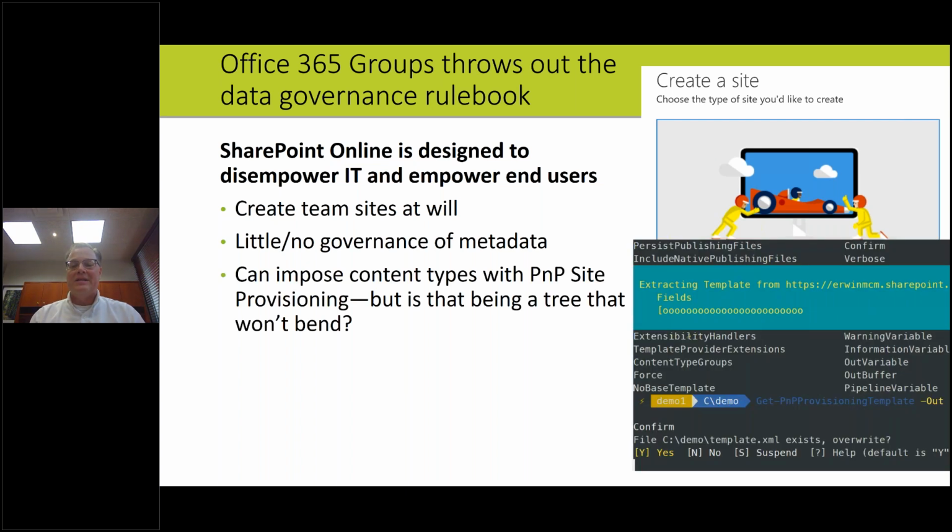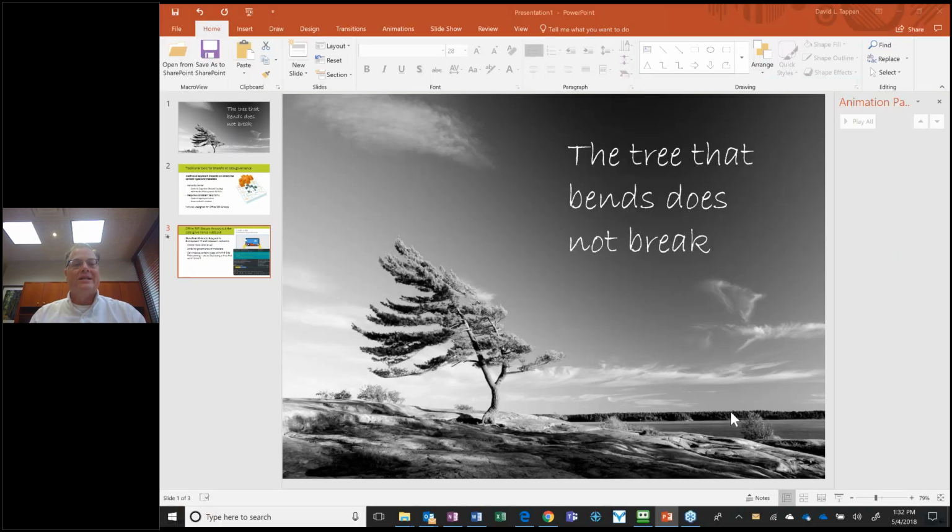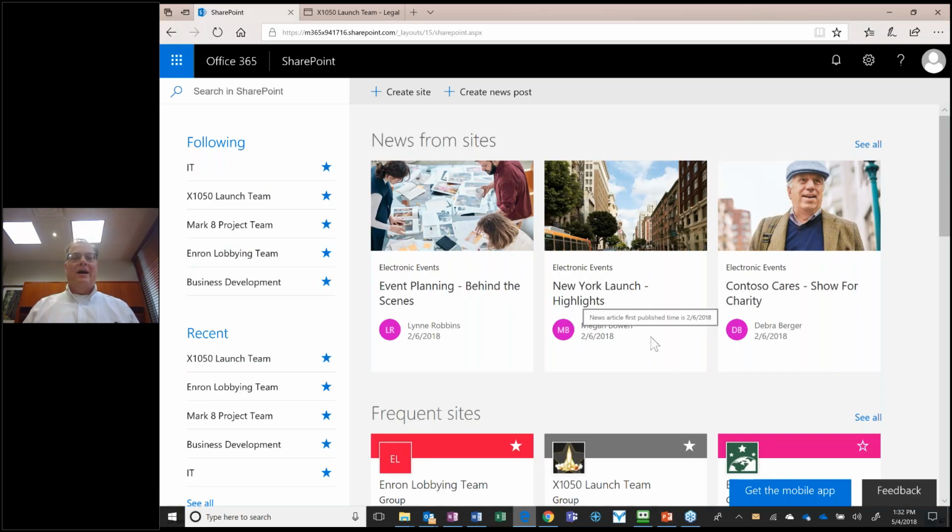You can use a thing called P&P site provisioning and create a site from a provisioning template. But what I'm talking about here is what can you do in the box as opposed to having to go to all that trouble and sort of fighting against that wind that is blowing as far as empowering users. So, let's take a look at what you can do with data governance in SharePoint Online in Office 365 groups.